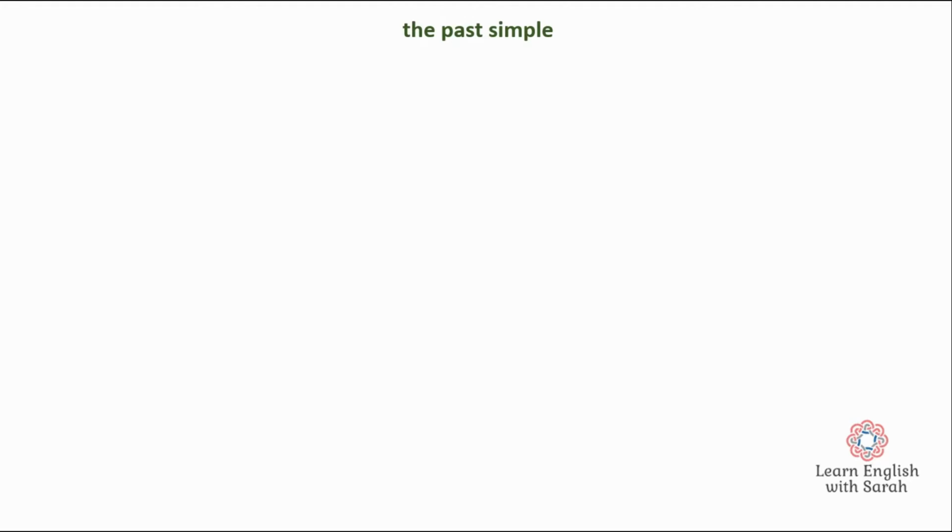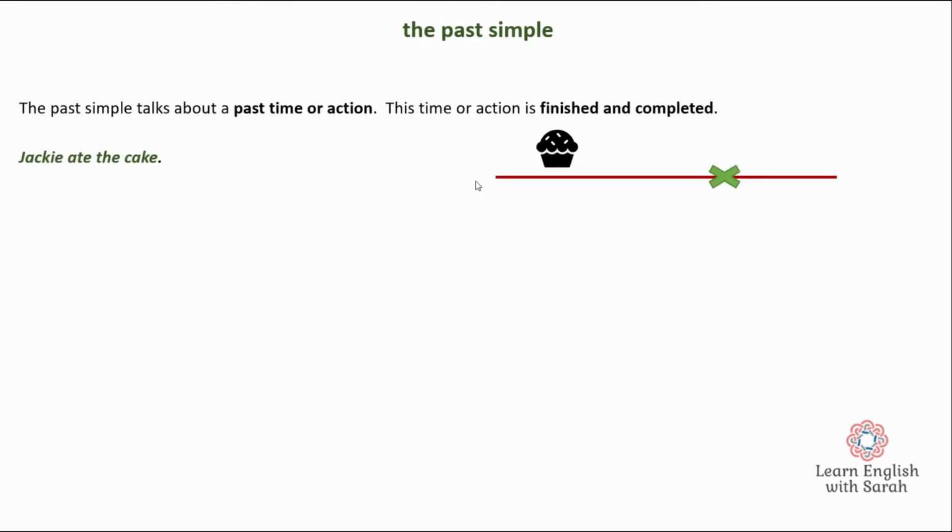So let's start by looking at the past simple. So the past simple talks about a past time or action, and this time or action is finished and complete. So just to let you know, these green X's are now, so this is present time, and Jackie ate the cake. Okay, it's finished. There's no more cake for us to eat.